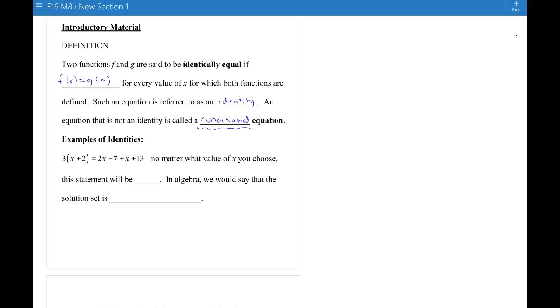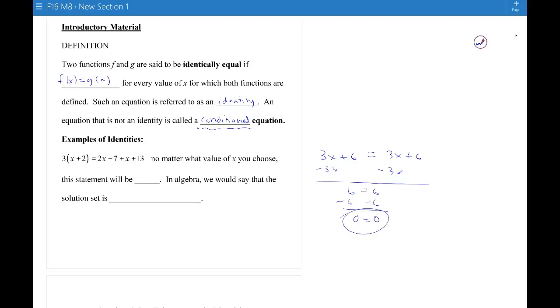So here's an example of an identity from algebra, and we have 3 times the quantity x plus 2 equals 2x minus 7 plus x plus 13. So if we simplify, we'll get 3x plus 6, and then combine like terms, we get 3x plus 6, so that if you subtract 3x from both sides, you get 6 equals 6. Subtract 6 from both sides, you get 0 equals 0.